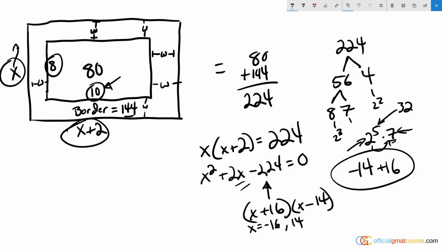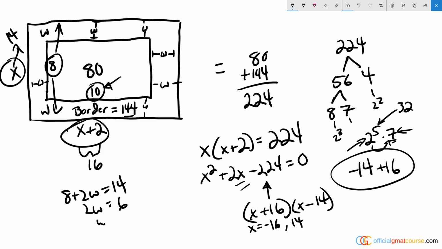So I know that x is equal to 14 because it has to be positive, and that means that the width is 16. And in this equation, we're looking for the width of the border. And since we increased from 8 to 14, and we said we increased by a total of 2w, that means 8 plus 2w equals 14. And that means that 2w is equal to 6 and w is equal to 3, which gives us answer choice A.